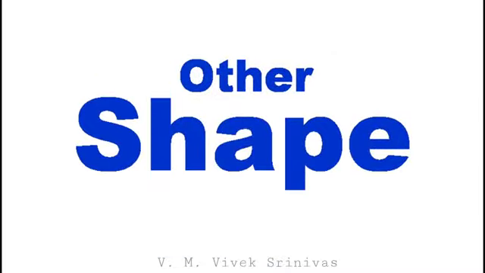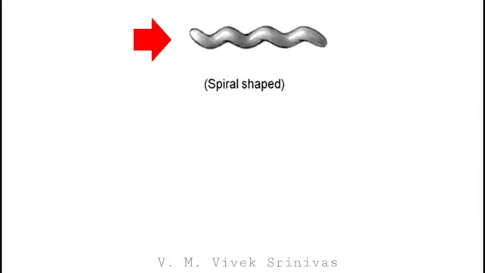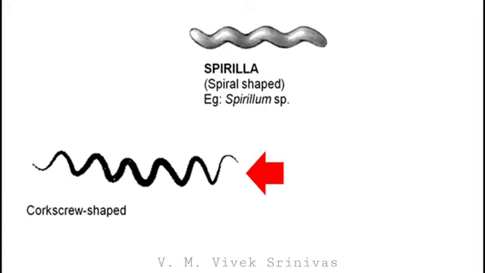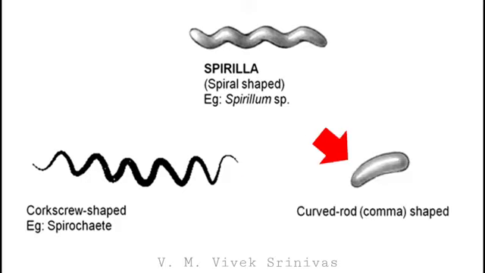Other shapes of the bacteria are spiral shaped. This type of bacteria is called spirilla. The example of bacteria is Spirillum species. Then, corkscrew shaped. The example, spirochetes. Curved rod shaped, that is, comma shaped. The example, Vibrio species. These are the other shapes of the bacteria.